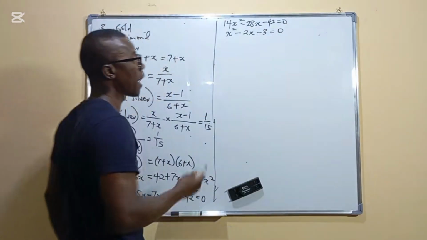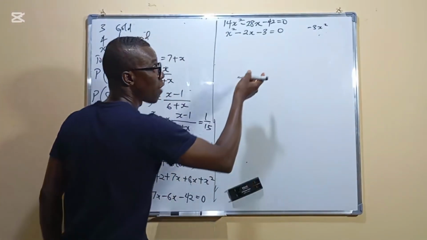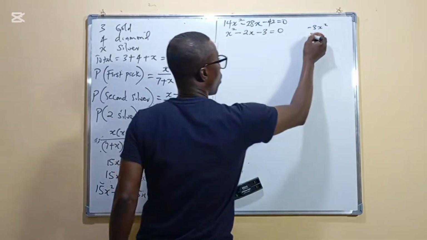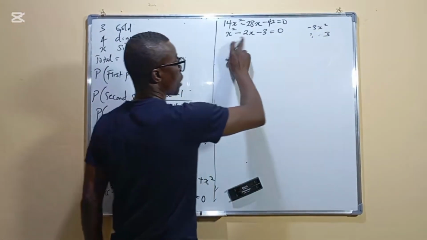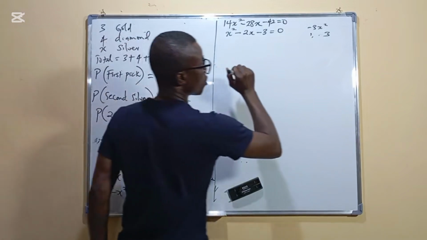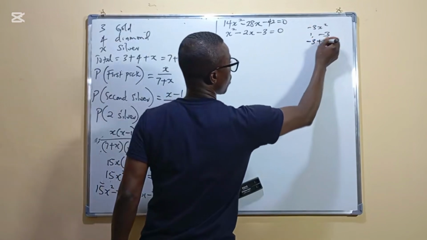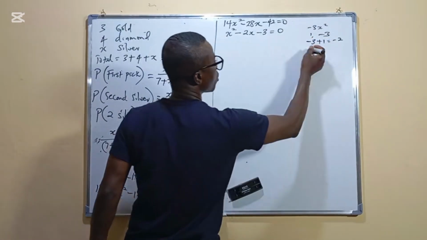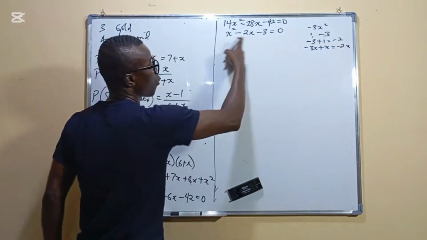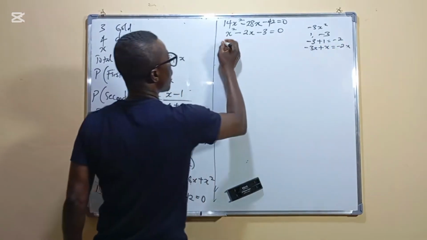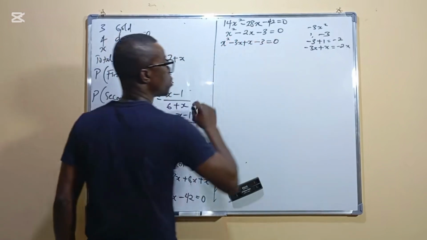Now, the next thing I'm going to do is to factorize. I'll multiply the x squared coefficient by the constant, that gives me minus 3x squared. The factors of 3 that I know are 1 and 3. How can I apply these to give me minus 2? If I have minus 3 and plus 1, that gives me minus 2. So minus 3x plus x equals minus 2x. So instead of putting minus 2x, I'm going to put this there. That's x squared minus 3x plus x minus 3 equal to 0.